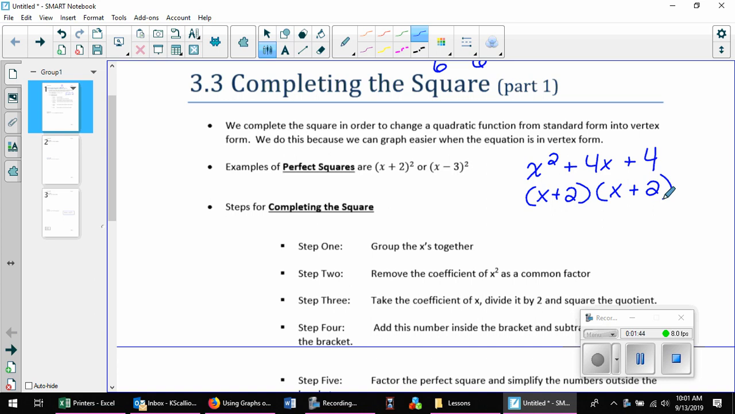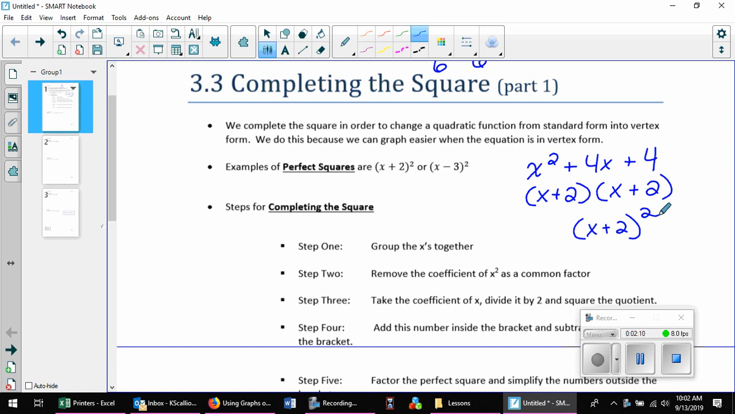Okay, and as mathematicians, we are efficient. We like to cut down on writing stuff. So instead of writing these two as separate things, we're just going to go x plus 2, and we're going to throw a little squared up there, because we're not going to write that twice. We don't have time for that. Homework. Okay, so we're going to be efficient and write it like this.